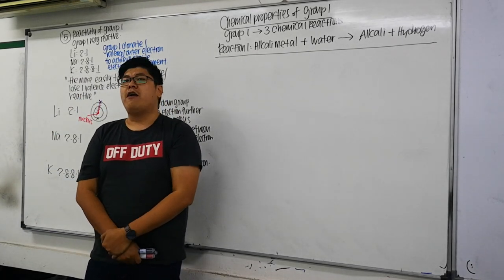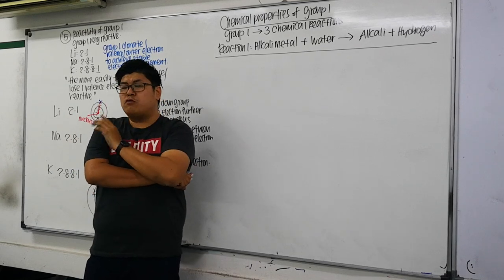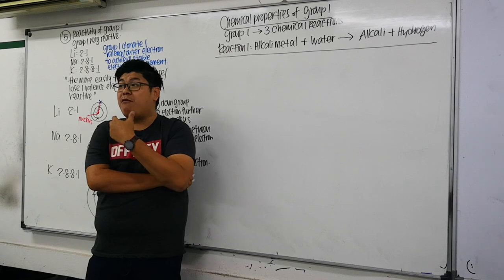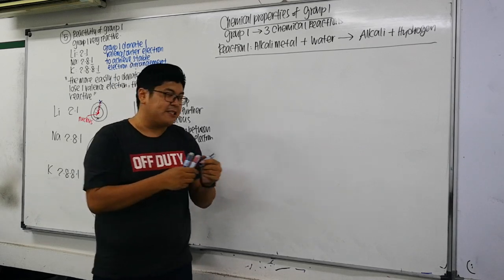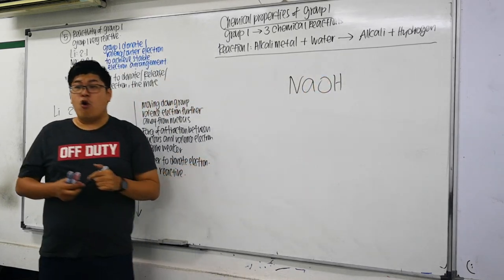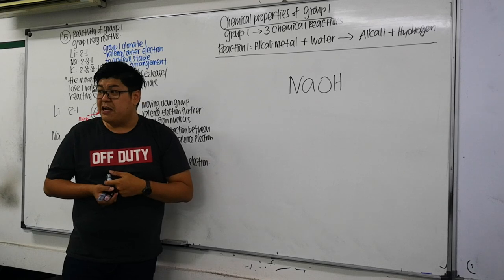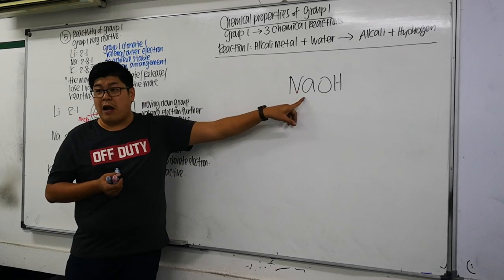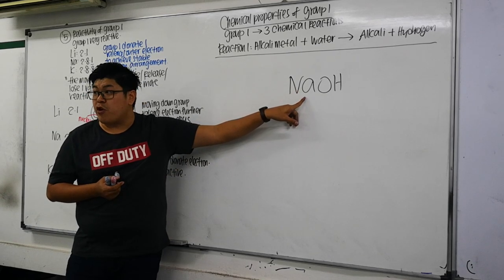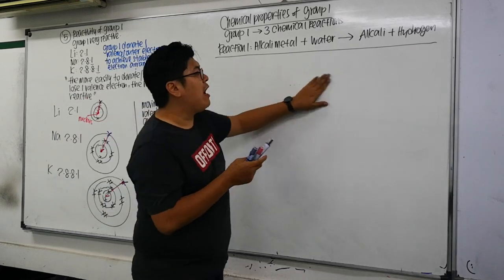Listen carefully. If you recall back in your PT3, the most common alkali that you ever heard of should be nothing other than NaOH, which is called sodium hydroxide. This is one of the most famous alkalis you should have heard of in your PT3. It's okay if you never heard about it.